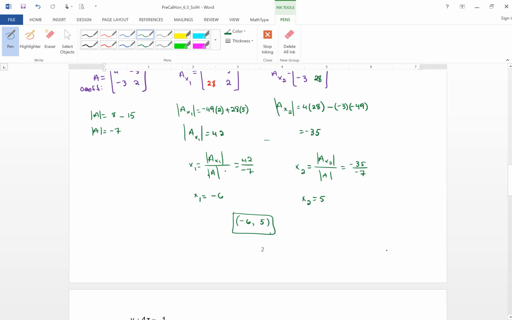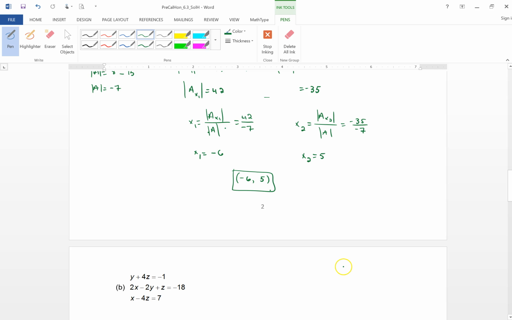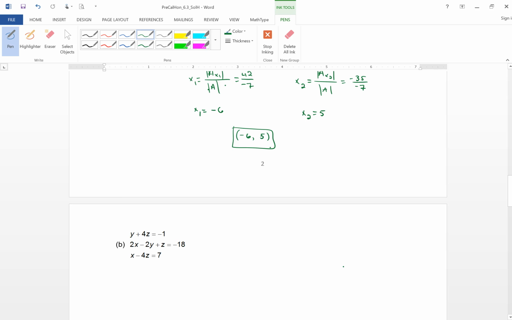Sometimes, I mean, it's like solving the other systems. Okay? So this is Cramer's rule. You really don't deal too much with the matrices. It's just the determinants. All right, let's do another one.